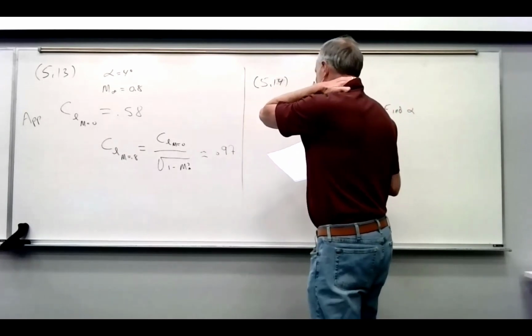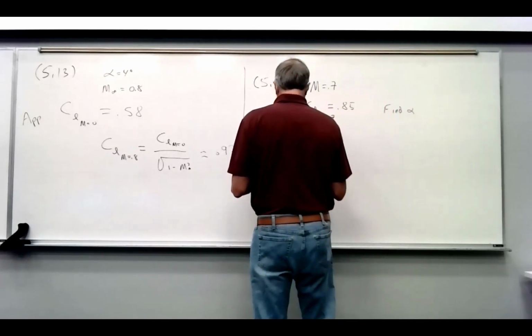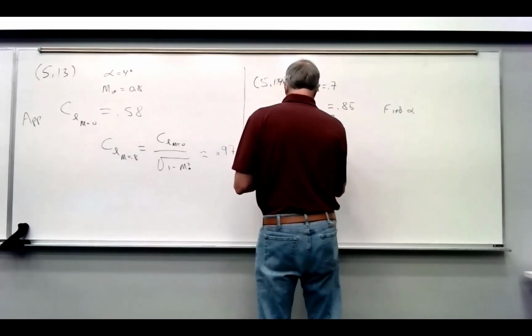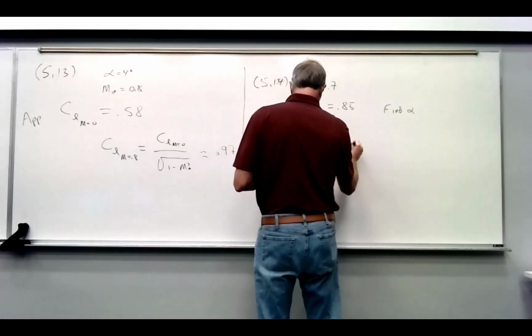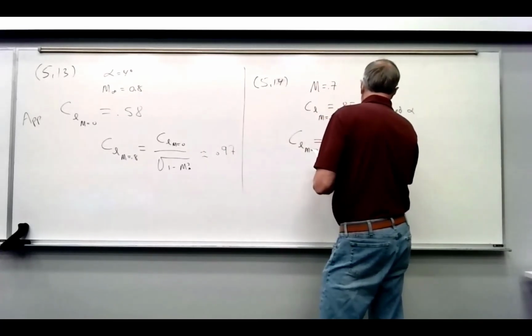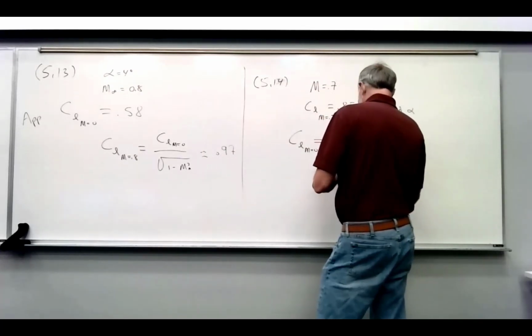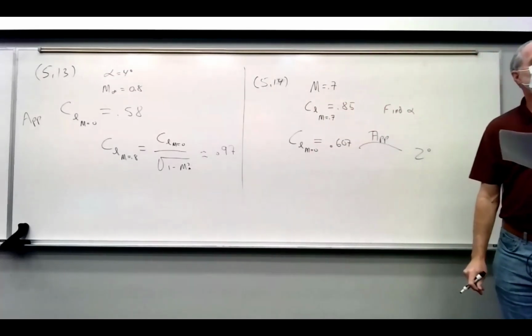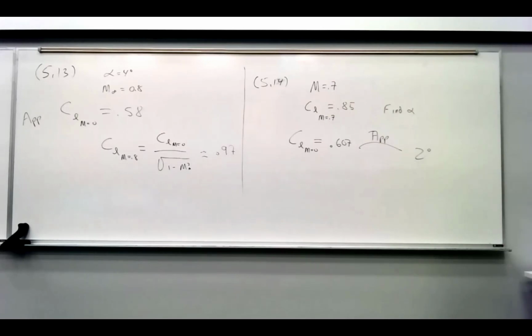So you work backwards, you use the same formula to get CL at 0 Mach number. And then you look that up in the tables of the appendix. And you should get about 2 degrees for the angle of attack. Does that match with what you guys have? Close?